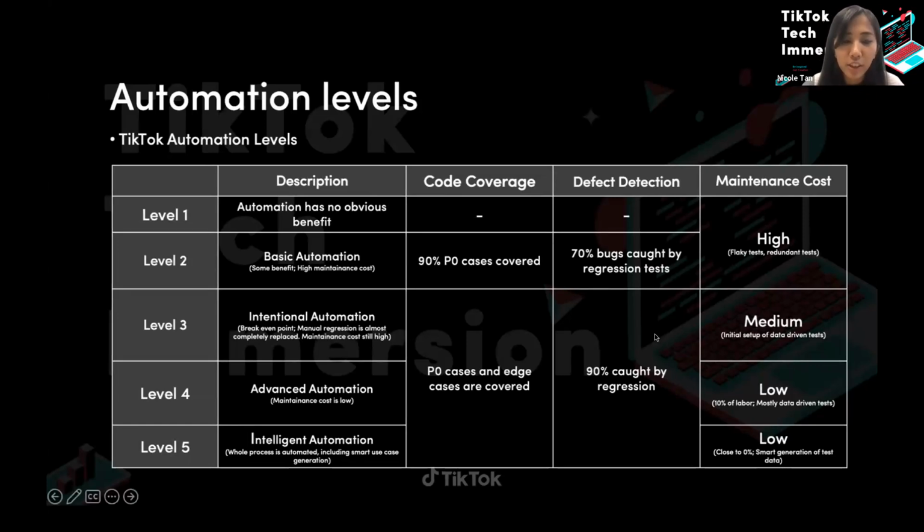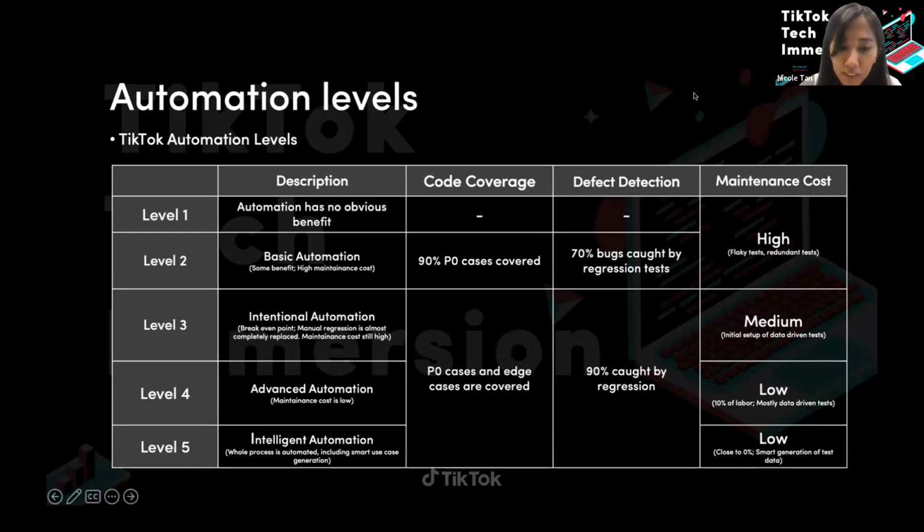Then we have advanced automation, where maintenance cost is low. Maintenance is about 10% of the labor of our automation tests. And last is intelligent automation. It's like level 4, but we have smart generation of tests, maybe using AI, so that it will generate the test cases for us.